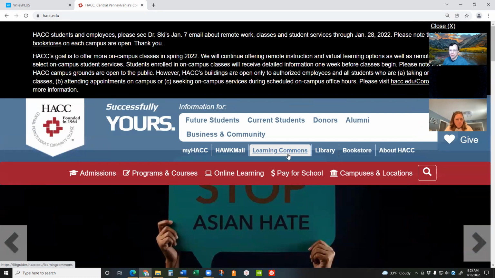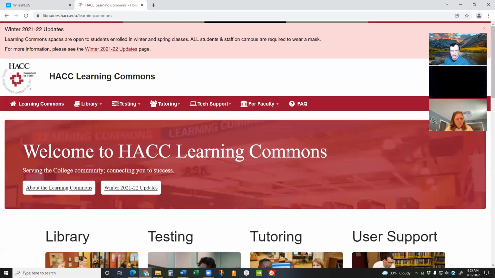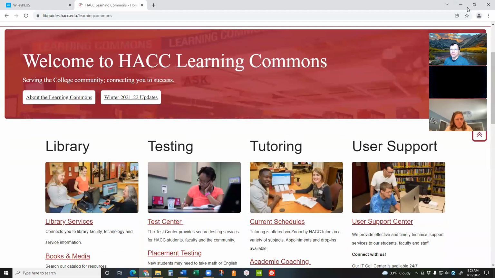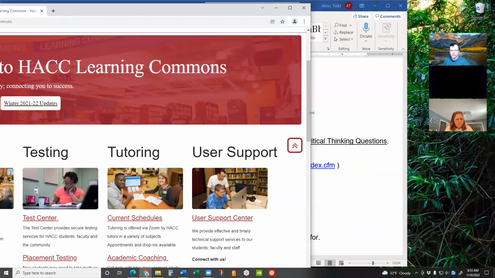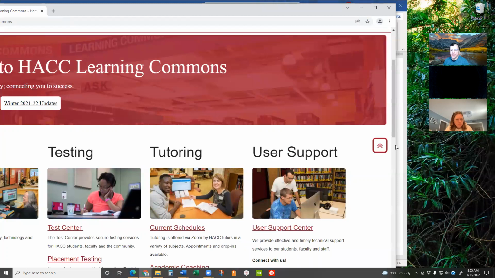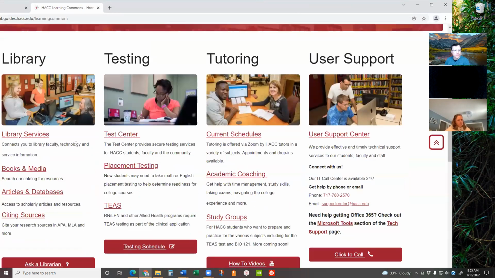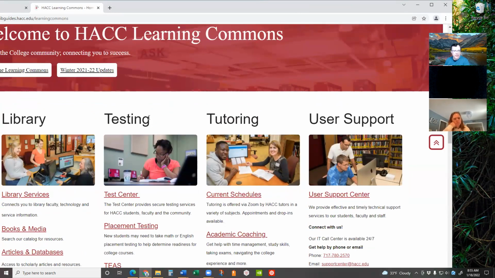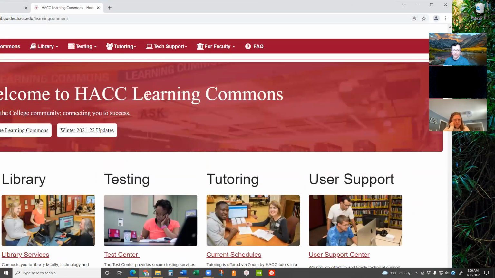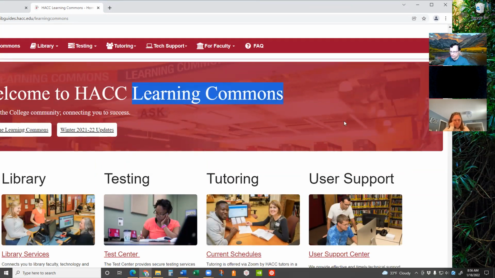If I click on Learning Commons, you're going to notice we have several pieces of information here. Sorry, sometimes technology is not so wonderful. Okay, here we go. Notice you have access to library services, testing services, tutoring services, and user support services. This is all under the Learning Commons tab at the main HACC web page.